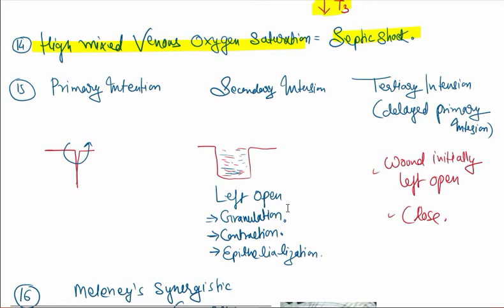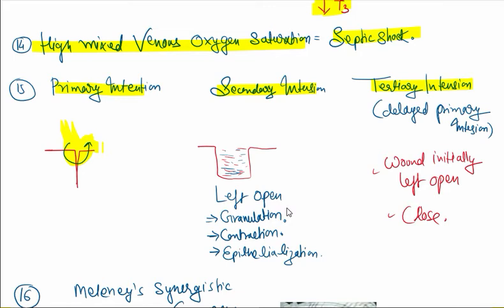Next one, wound closure by primary intention, secondary intention versus tertiary intention. Primary intention is where the wound is cleaned and closed, finally with suture. So edge approximation is done. Okay.